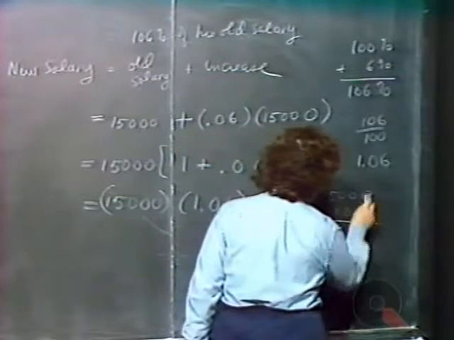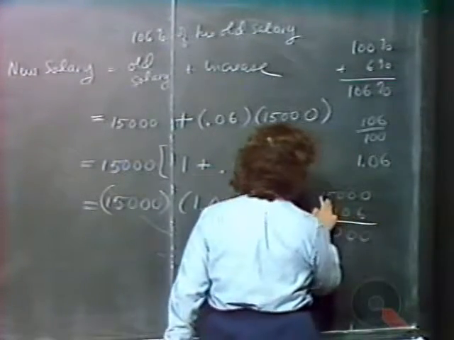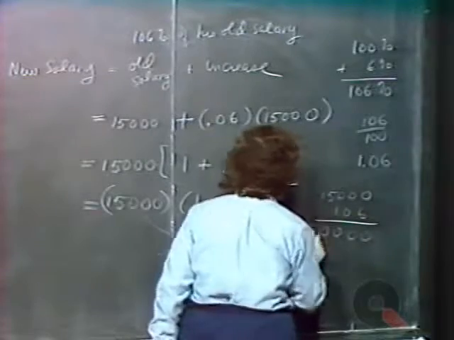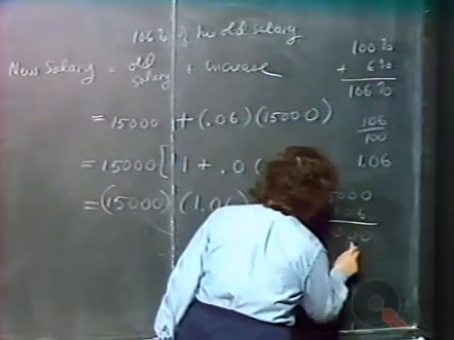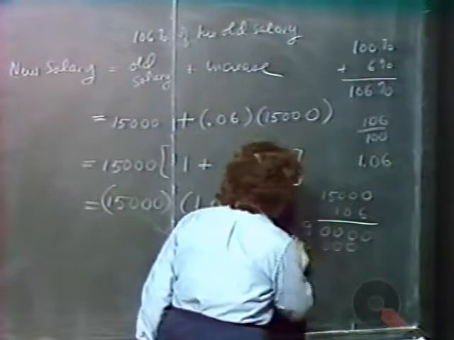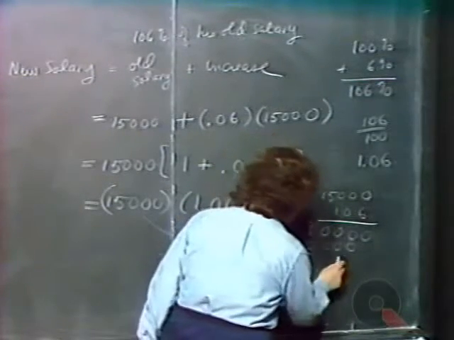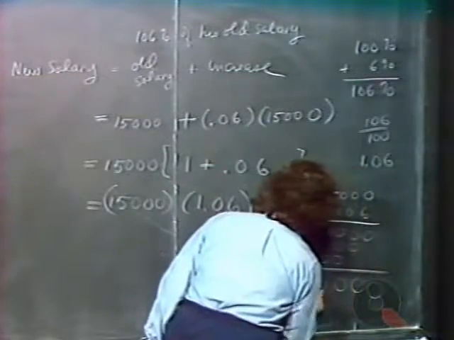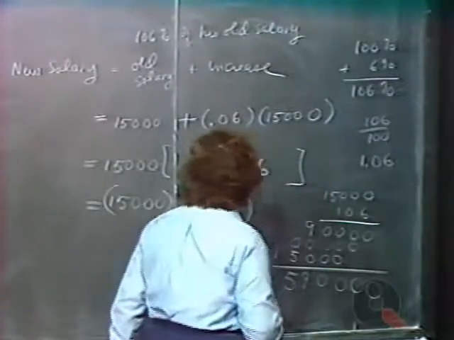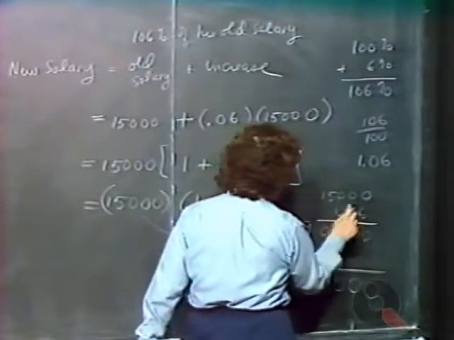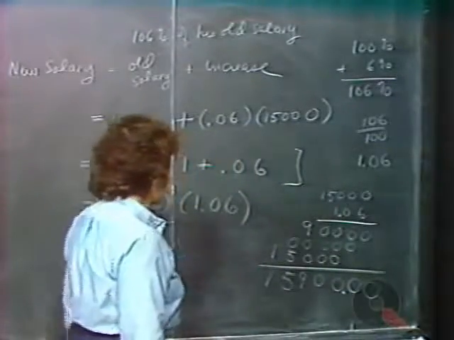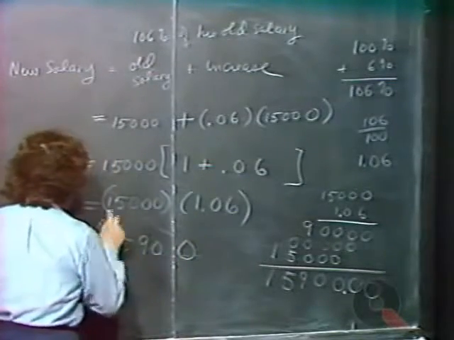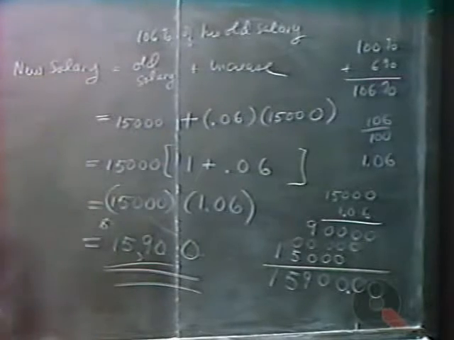6 times 15,000, so 0, 0, 0. 6 times 5 is 30. Put down the 0, carry the 3, 3 and 6, 9. And then 0, so we'll need a row of zeros here. And then indent one more time for the 15,000. Now, originally, we had no decimal digits here, 2 decimal digits here. So in the answer, there are 2 decimal digits, and we get 15,900 as his new salary.